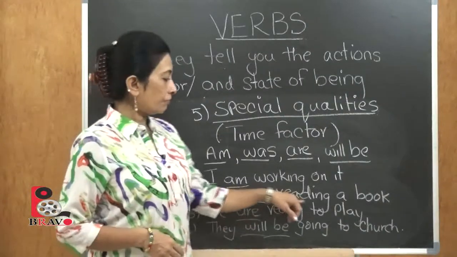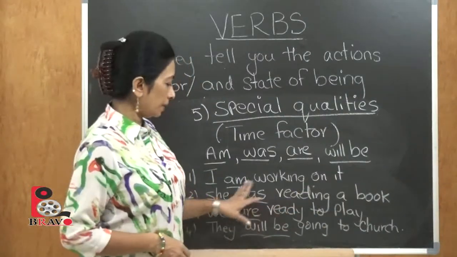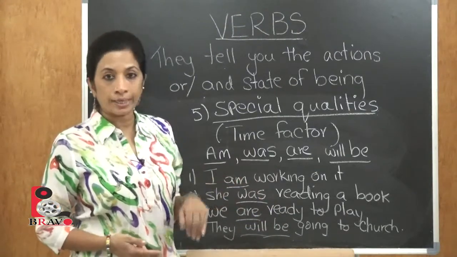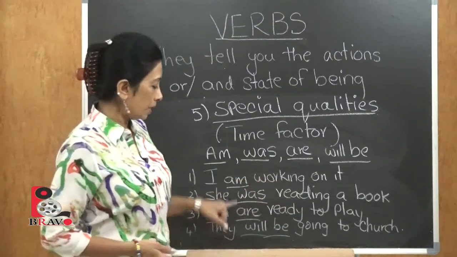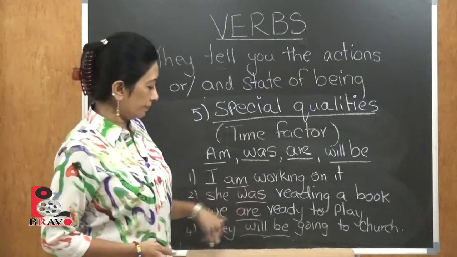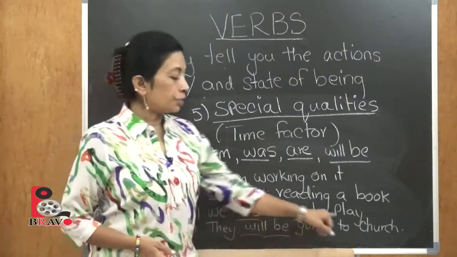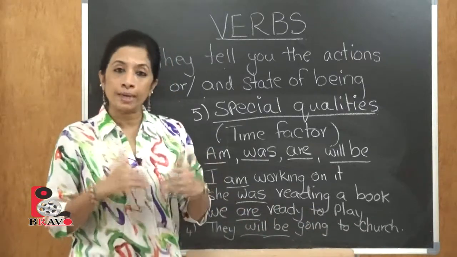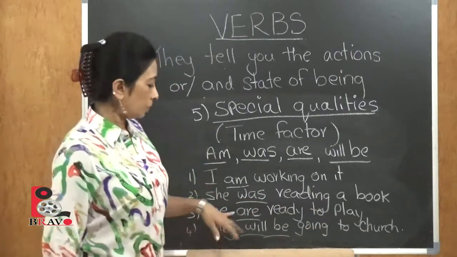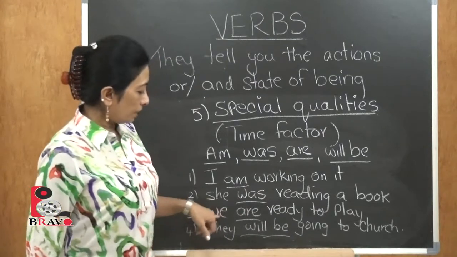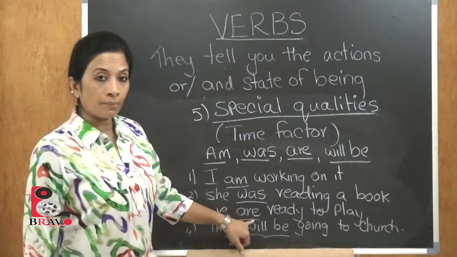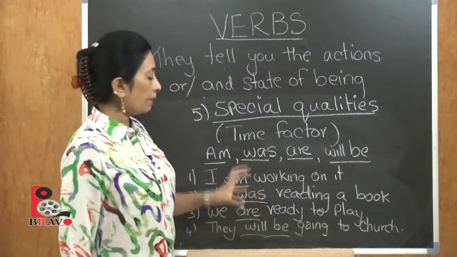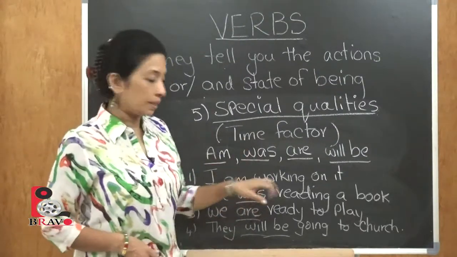Okay, she was reading a book. So here the time factor was something that has happened. It's past tense. She's already read the book. Or she was reading the book. So the time factor is she was. We are ready to play. The time factor here is that we are ready to play now. We are ready now. And as I said to you before, because it's plural, it will become are. And she was a single person, so it will become was. If it was a plural, then it will be were.